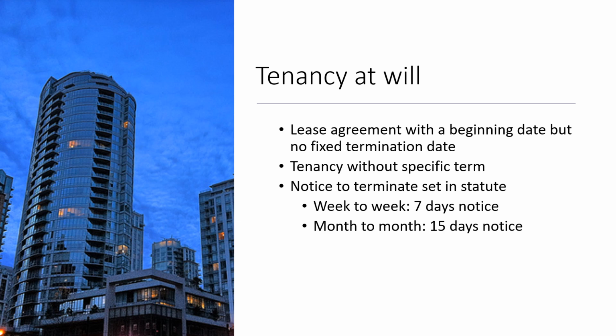Tenancy at will is a lease agreement with a beginning date but no fixed termination date. It's considered a tenancy without specific term, and the notice to terminate is set in statute. Week to week is 7 days. Month to month is 15, not 30. Notice it's 15.